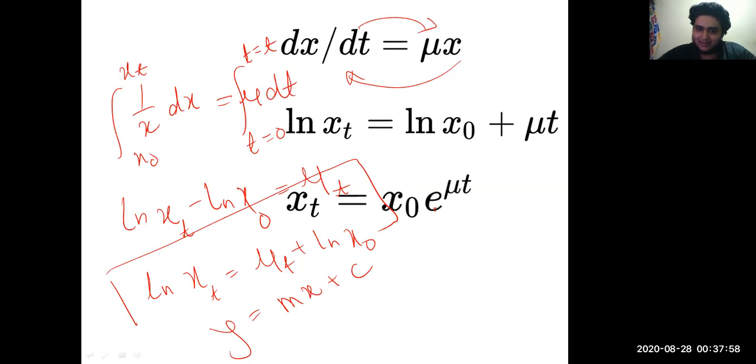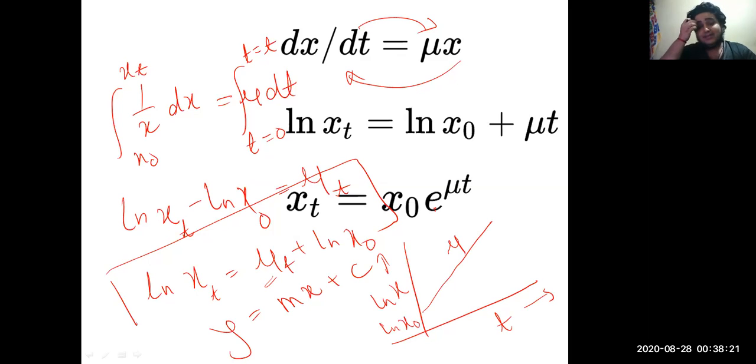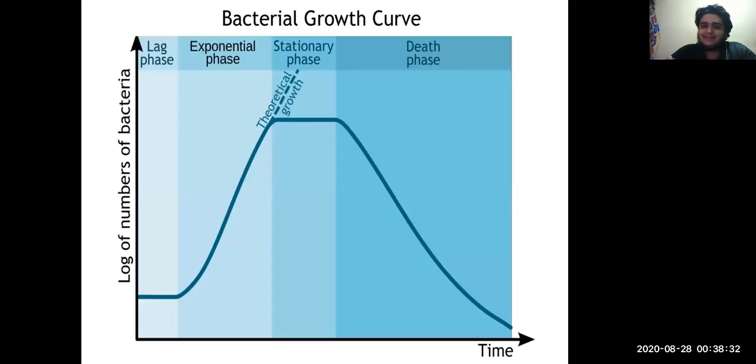So basically, if I have a plot where on the y-axis I have natural log of concentration across time, and on the x-axis I have time itself, I'm going to get a straight line whose slope is mu, and the intercept on the y-axis is ln x naught, the natural log of initial concentration. So beautiful. Now we know why it's a straight line, and we know how simple the function is, right? The problem is we were studying about this part, by the way.